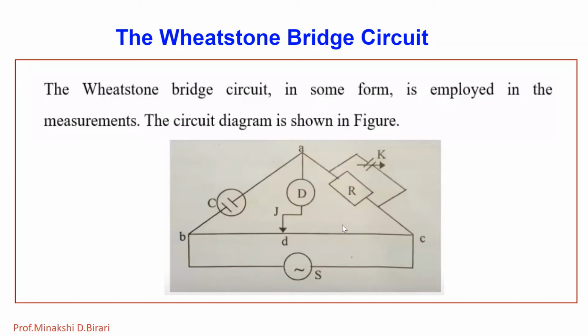Then the point D along BC is detected by moving J along BC in the manner that no current flows through D. What is D? D is nothing but a suitable current detector. Then the point D is called the null point.